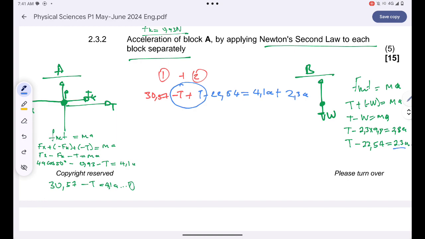I'll be left with 30.57 minus 22.54. And that will simply give me 8.03 is equal to 6.4A. Divide both sides by 6.4. If we divide both sides by 6.4, you'll simply get 1.25 meters per second squared. So that's the acceleration of the system.